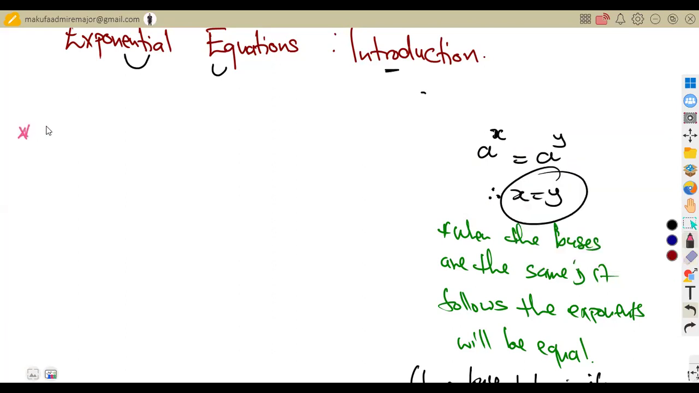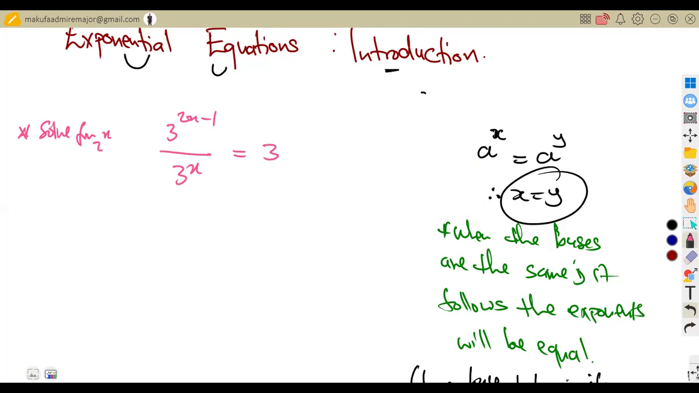Let us consider that you are being asked to solve for x, and you have got an equation like this: 3 to the exponent of 2x minus 1 over 3 to the exponent of x is equal to 3. This is the equation that we are given, and you're asked to solve for x.